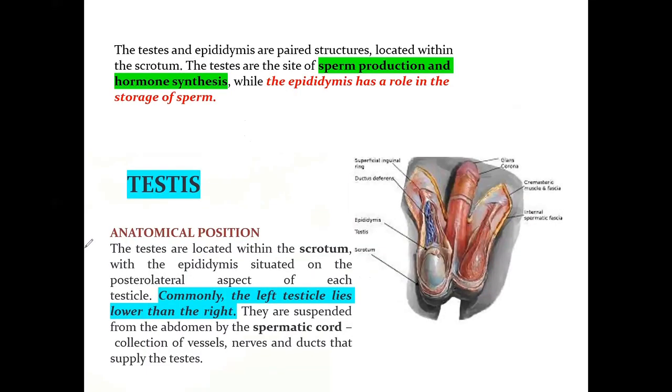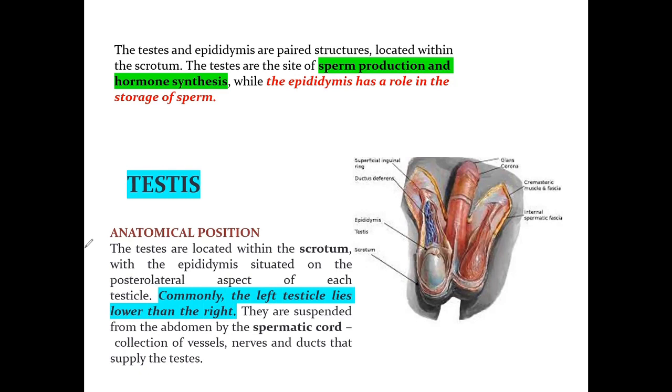So now we are done with the anatomy of the inguinal canal. So briefly we'll talk about the anatomy of the testis. The testis and epididymis are paired structures located within the scrotum. The scrotum is the skin.